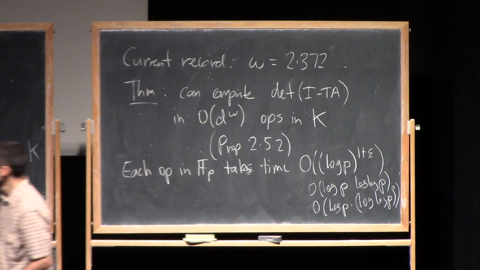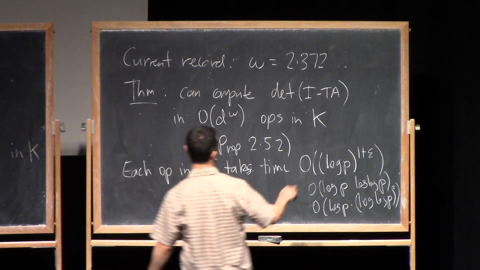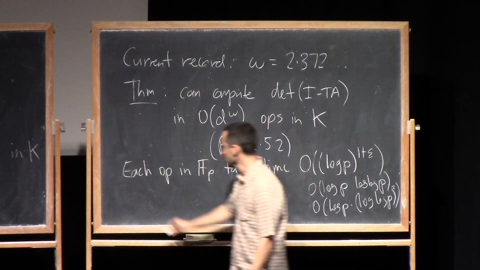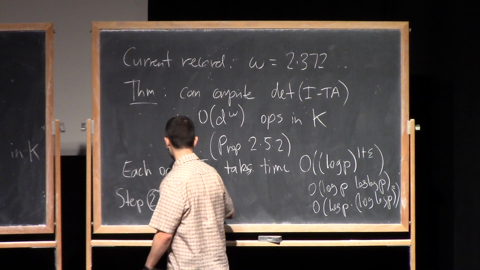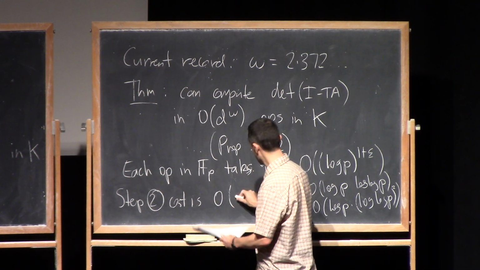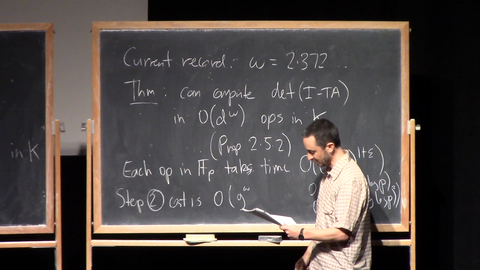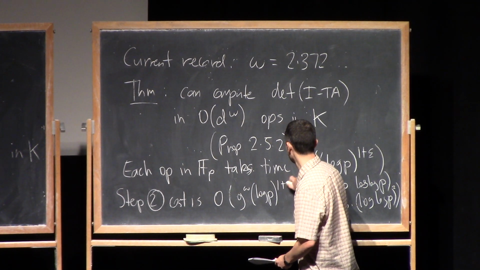Okay, so where was step 2? Yeah, to calculate this guy. Now if I just use this bound, the number of operations in k, then I get step 2 cost is O of g to the omega, because the matrices are g times g, log p to the 1 plus epsilon.